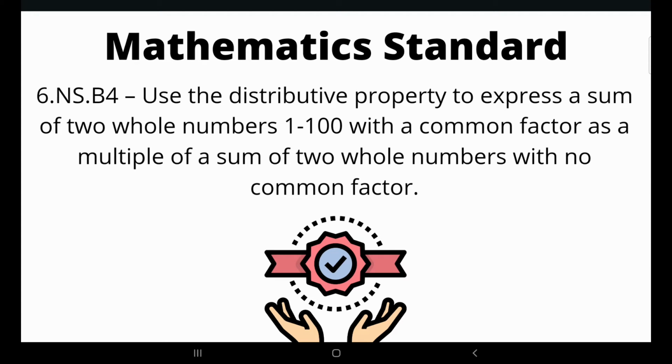Today we'll be working with standard 6.NS.B.4. Use the distributive property to express a sum of two whole numbers 1 to 100 with a common factor as a multiple of a sum of two whole numbers with no common factor. So this is the second part of our distributive property lesson. The first one we did with no variables. For this one we will include some variables.